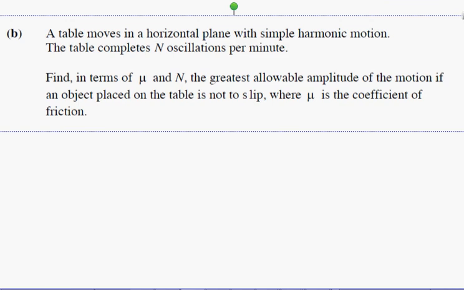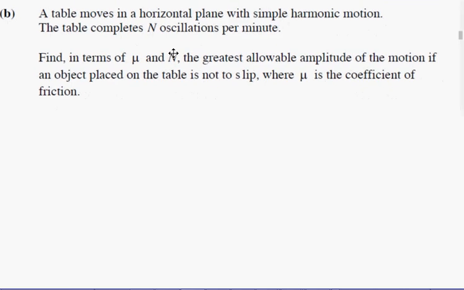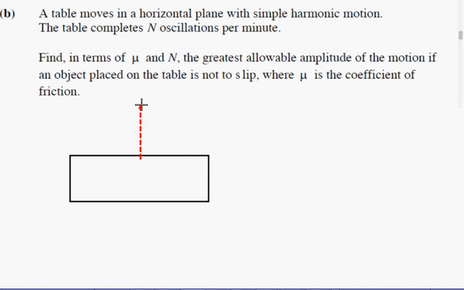Finally, the table moves in a horizontal plane with simple harmonic motion. The table completes n oscillations per minute. Now remember this one being quite a tricky question. Okay, so we have R going up, mg going down, and mu R being the friction. So it's mu R, and this is R, this is mg.